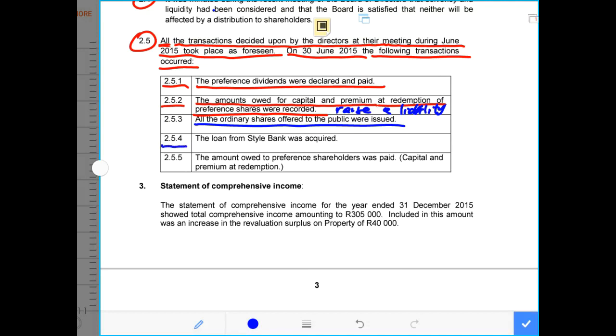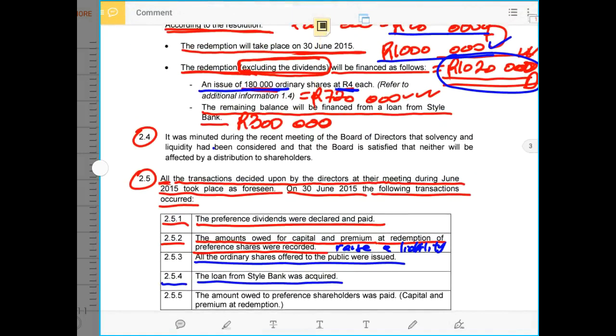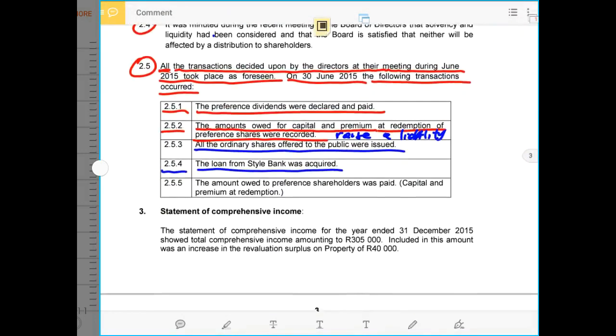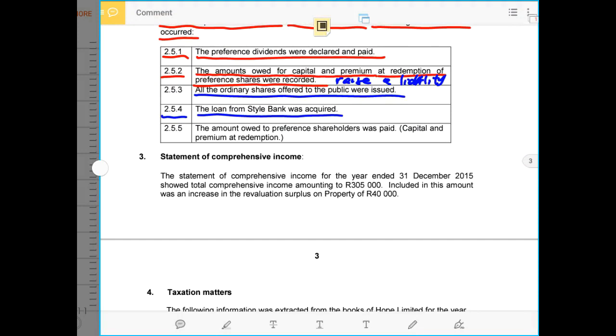Then 2.5.2 says that the loan from Style Bank was acquired. Remember, after we issued the 180,000 shares, which amounted to 720,000 rands, there was still a balance remaining, and that balance was 300,000. They instructed that we must take a loan from Style Bank, and they are telling us now that the loan we took from Style Bank was correctly recorded. So now we did get the loan. That means the loan was approved by Style Bank.